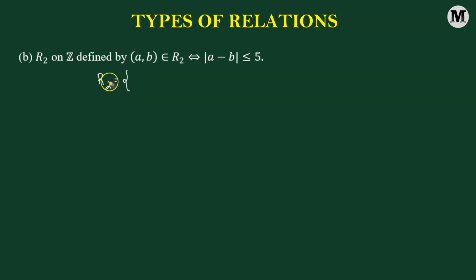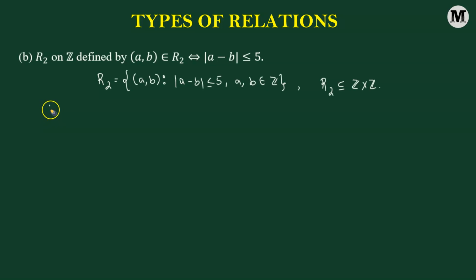So R2 is a relation which is going to contain the set of ordered pairs (a, b) such that the absolute value of a minus b is less than or equal to 5, and here both a and b must belong to the set of integers. Here it's given that R2 is defined on the set of integers. That simply means that R2 is a subset of the Cartesian product of the set of integers with itself. Okay, let's check for reflexivity.